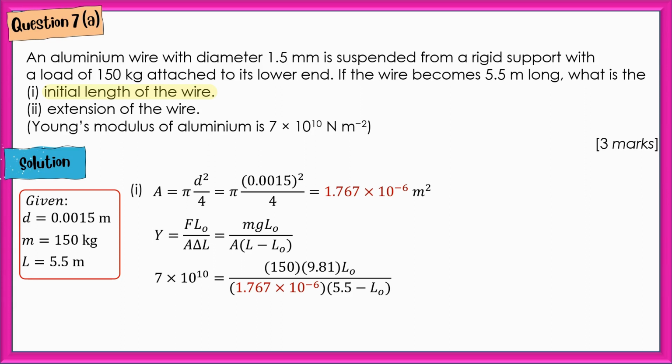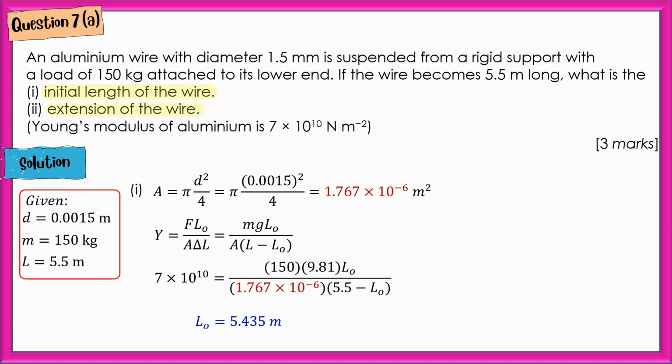And when we substitute the Young modulus as given in the question, and the value for mass, g, and also A with the final length L, we will get that the initial length of the wire is equal to 5.435 meter. And then we need to calculate the extension of the wire.